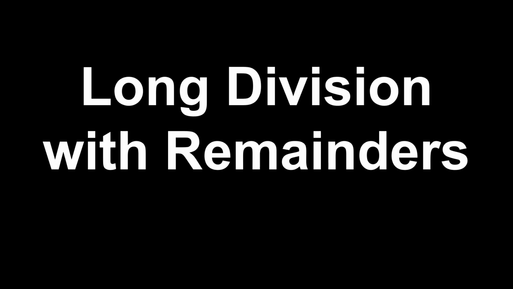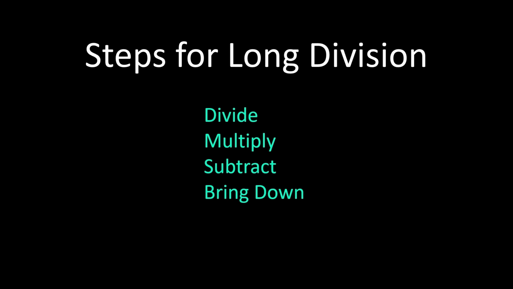In this video, we are going to teach you how to solve long division problems with remainders. There are 4 steps for solving long division problems. You divide, multiply, subtract, and bring down. If you bring a number down, then you repeat the steps. When you have no numbers left in the dividend to bring down, you have a remainder. Let's take a look at some examples.